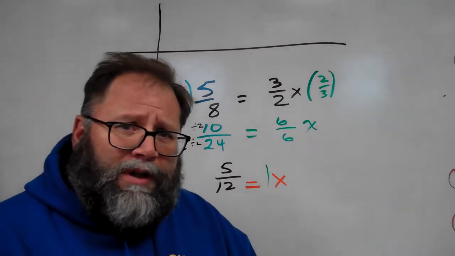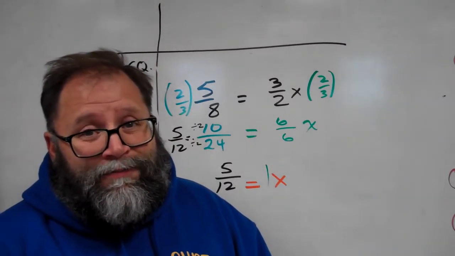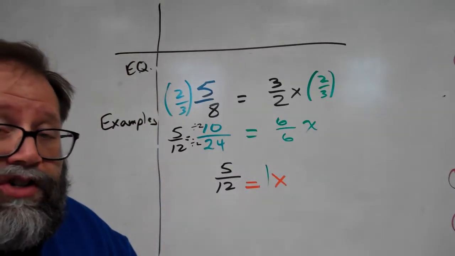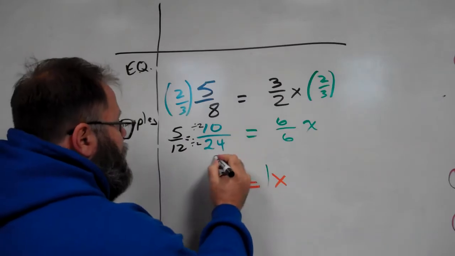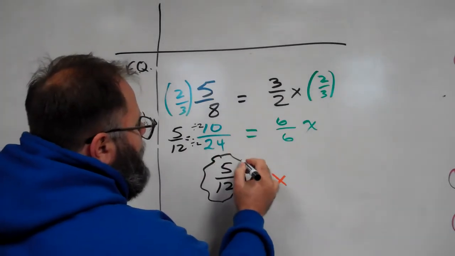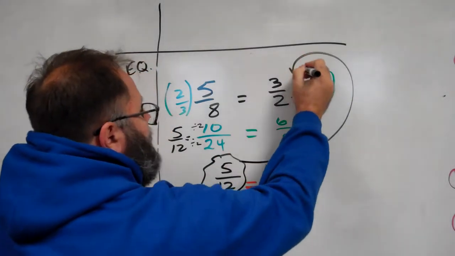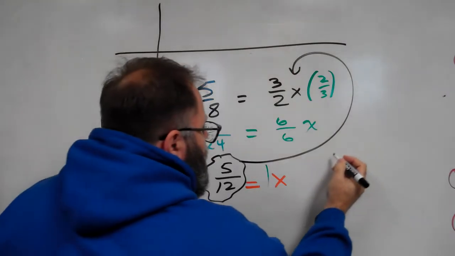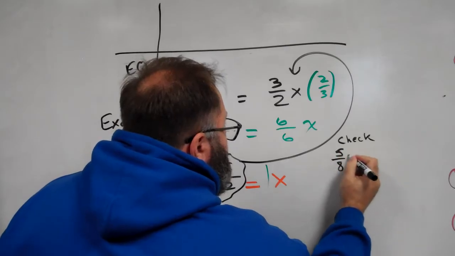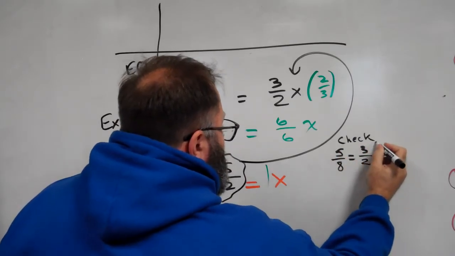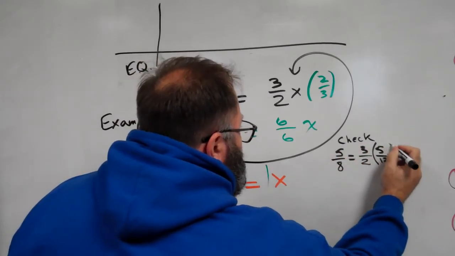And now I assume I'm going to get a lot of phony baloney checks. But this is not hard. Just do the first rule of equations. Do the math. Here's my bubble. Bubble, bubble, bubble, bubble. March that right back to that spot. And then my check over here is going to be 5/8 equals 3/2 times 5/12.